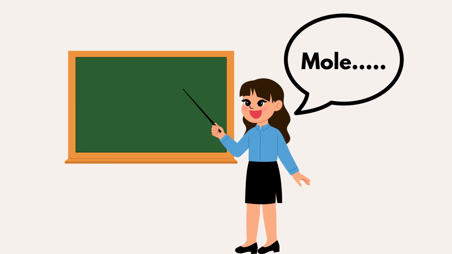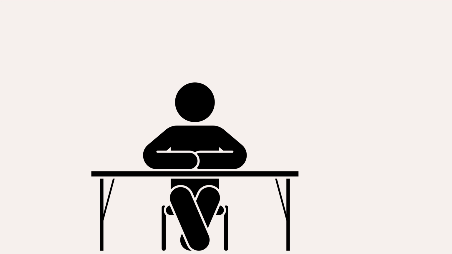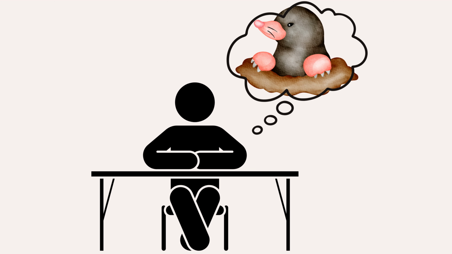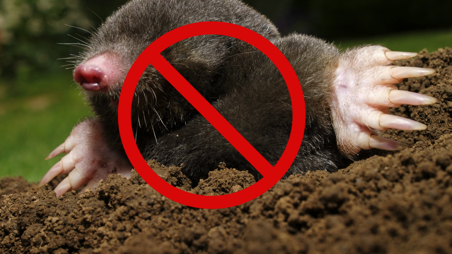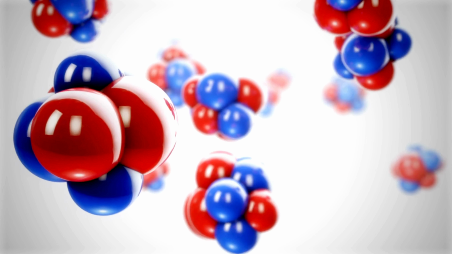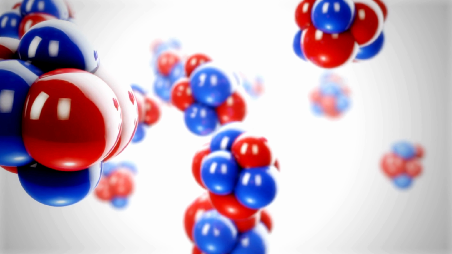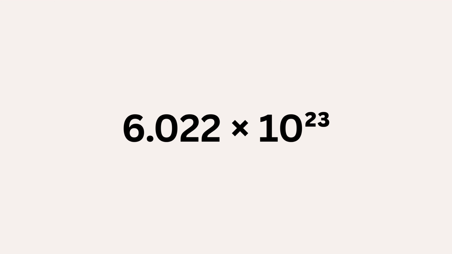When your teacher said mole, you probably pictured this fuzzy little digger. Cute? Yes. Chemistry? No. In chemistry, a mole means something way bigger than a rodent. It's actually the key to measuring the invisible world of atoms. Yeah, that number. Let me show you what it actually means and why the mole is secretly one of the most powerful tools in all of science.